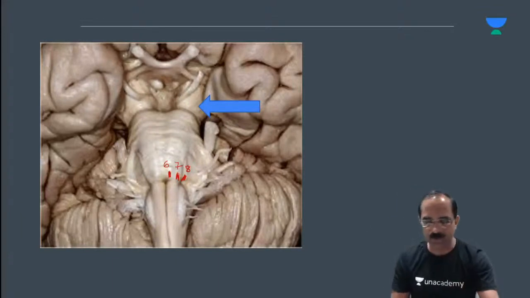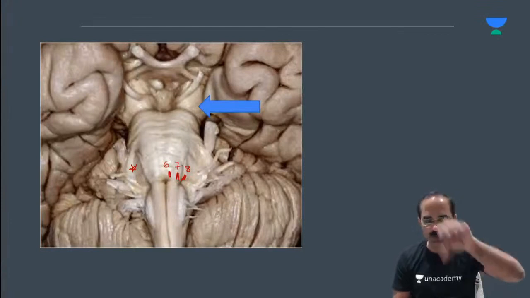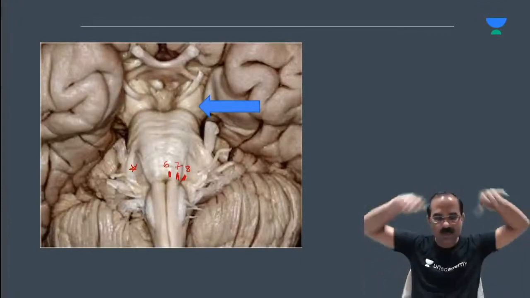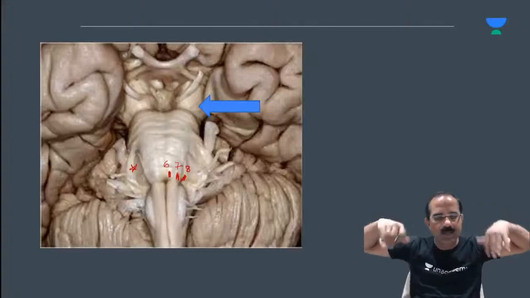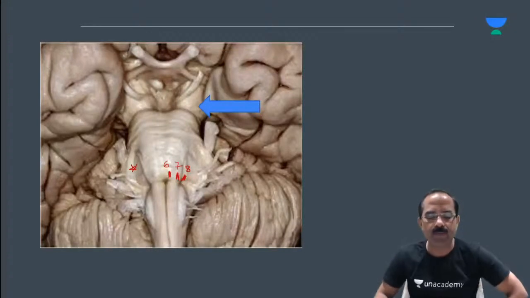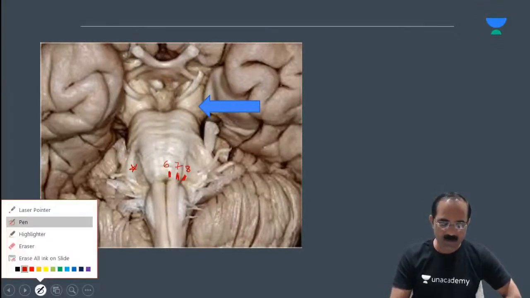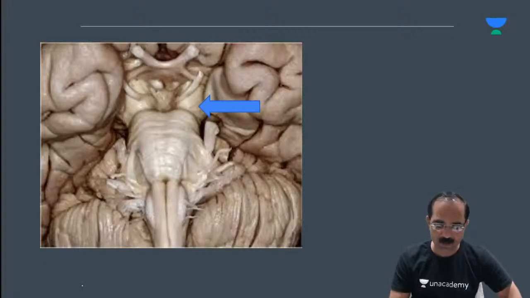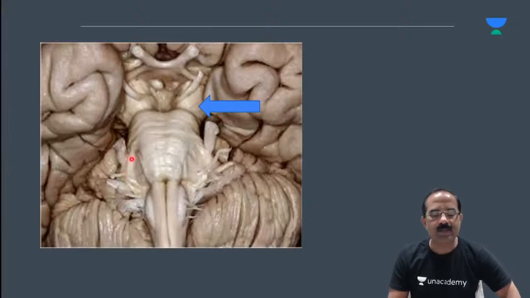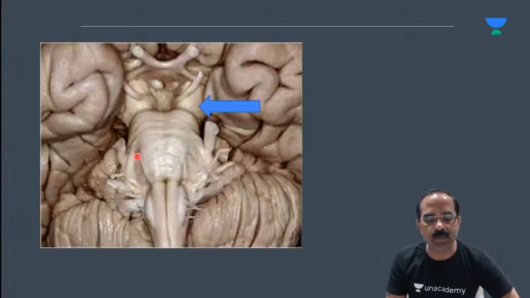6th, 7th, 8th nerve. What is this structure I've marked with a star? What is this structure which is going from the pons towards the cerebellum? Can anyone tell me? That's the middle cerebellar peduncle. Correct? This is the middle cerebellar peduncle.